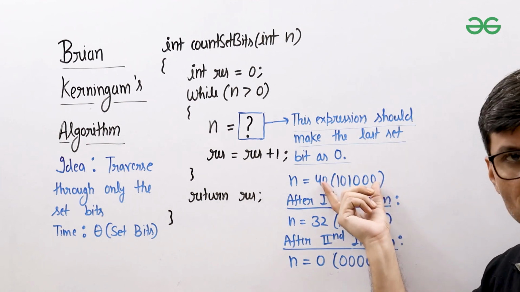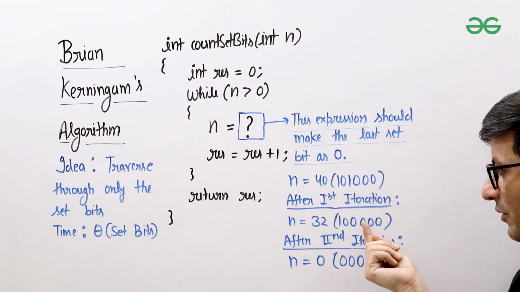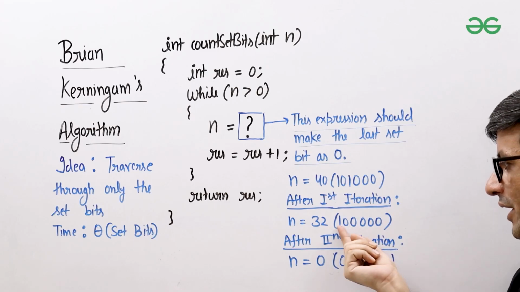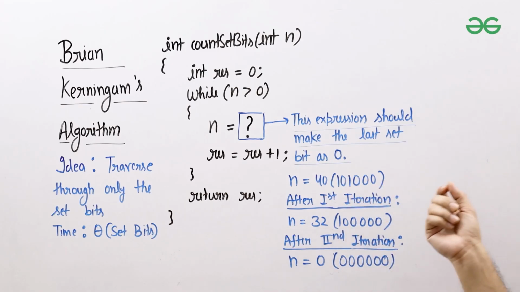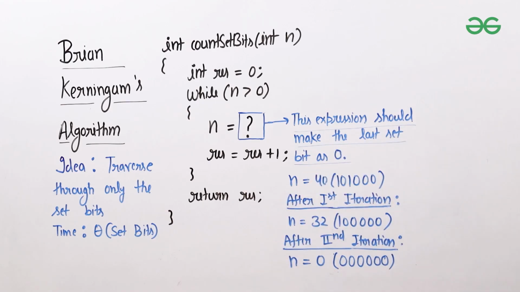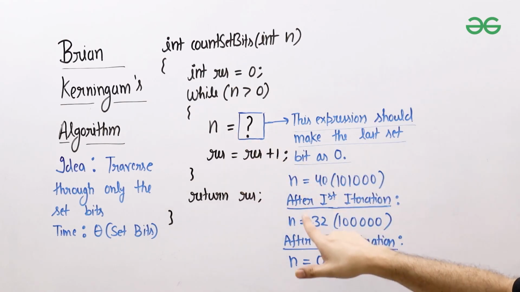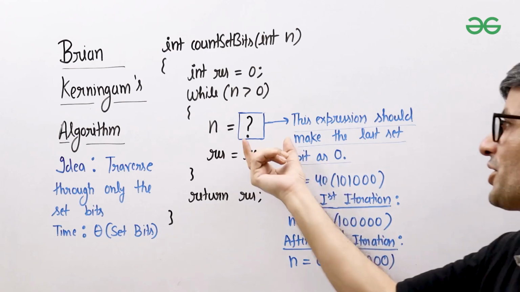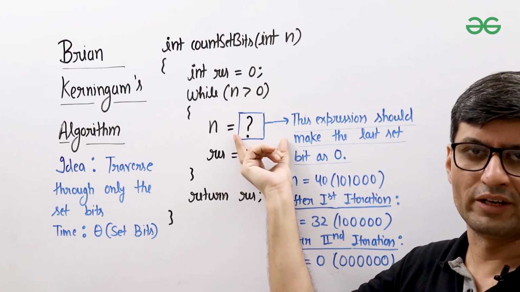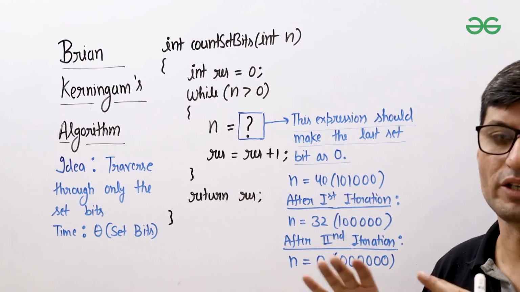So if your number is 40, which has 2 set bits, what you are going to do is first make this set bit 0, right? And in the next iteration, you are going to make this set bit 0. Suppose there were 3 set bits, the number was 41, then first you will make the last set bit 0, then the second last, then the first, right? So we are going to begin from this side and make all the set bits 0 one by one. Now we need to write some expression here so that n changes from 40 to 32 and then 32 to 0. What expression will you write here to make such changes to n? The change is that the last set bit should become 0. Please pause this video and think of the expression for a moment.